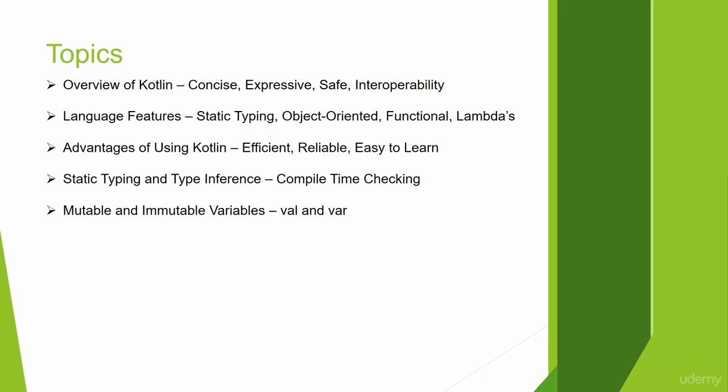We'll move on to mutable and immutable variables. This is really creating variables with the val and var keywords. We'll then talk about strings and string templates. String templates is a really nice feature where you can place $ symbols inside strings and those variables will automatically be interpolated. We'll talk about the Any and Any? types.